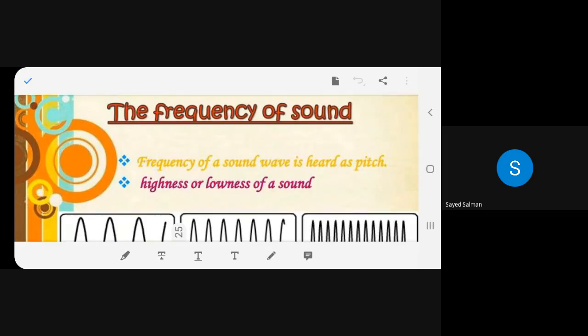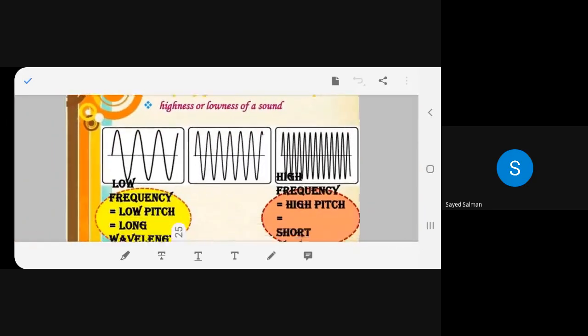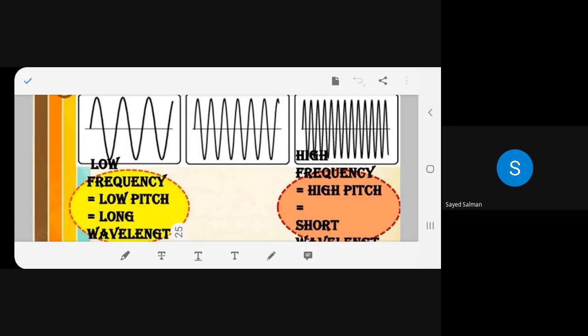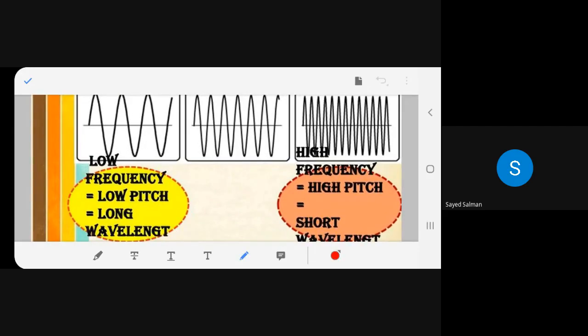We relate it with the pitch. Is it a high note or is it a low note? So the highness or lowness of a sound measures the frequency. See over here. This is low, and this is high. This is in between. Now, low frequency means low pitch and the wavelength is long. High frequency means high pitch, and the wavelength is short.